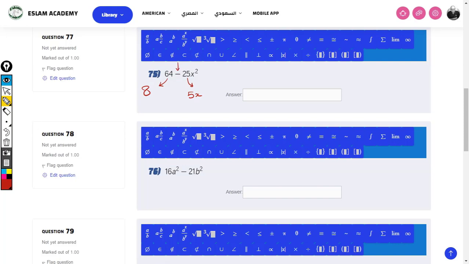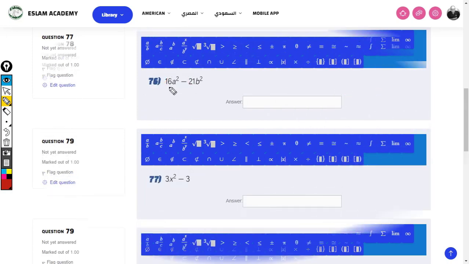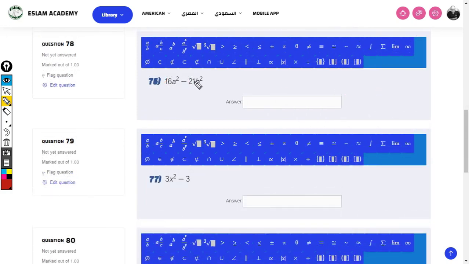It means this expression is difference of two squares. So just write two brackets and write the square root of the first, the square root of the second. One of the two brackets will be plus and the other will be minus. 16a squared minus 21b squared. There is no common factor.